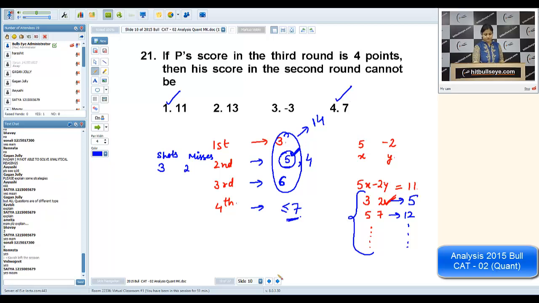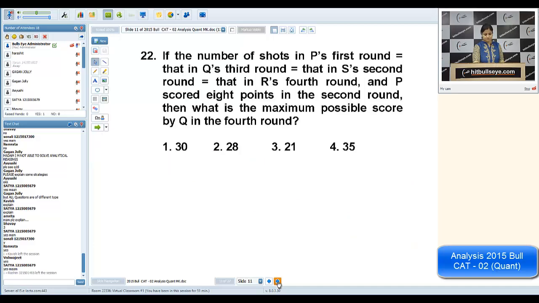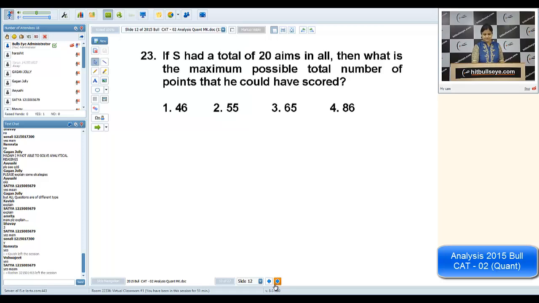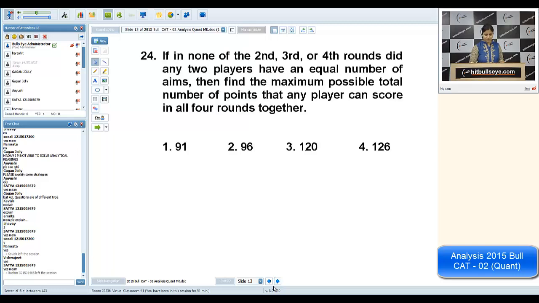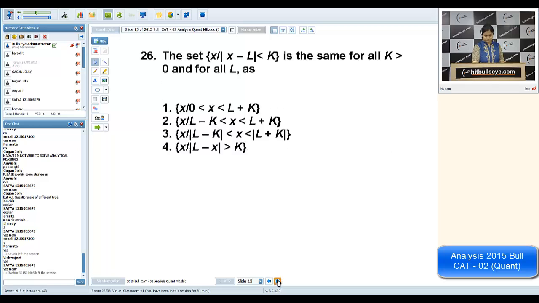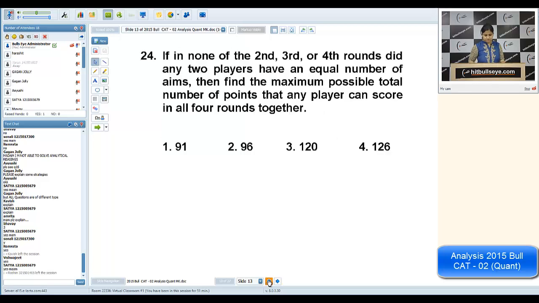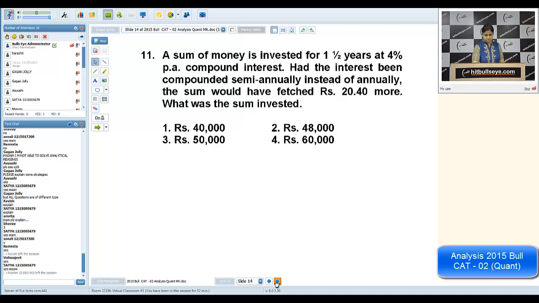Okay, let us move. Question number 22. That is the same set. Now you can manipulate your answers. Yeah, question number 11.